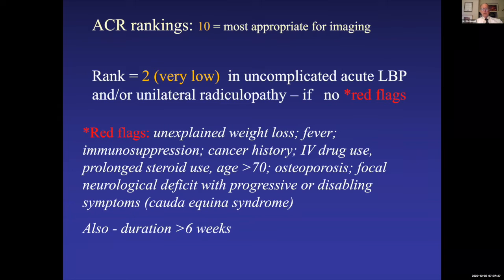And these are some of the conditions that if the patient presents with back pain, you might want to do imaging up front instead of waiting 6 weeks. Cancer history, fever, immunosuppression, IV drug use, people on steroids, older patients, patients with osteoporosis, and certainly with focal neurologic deficits with progressive or disabling symptoms. Of course, Cauda Equina syndrome would generate the need for an MRI.